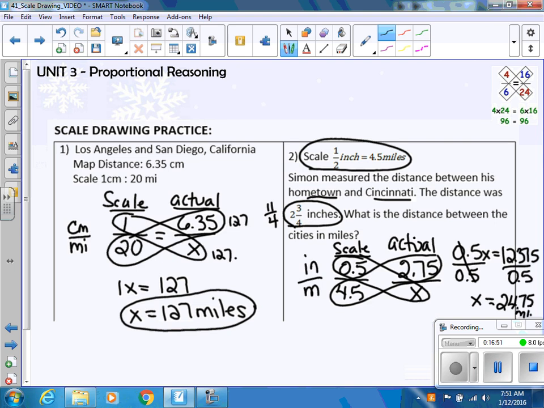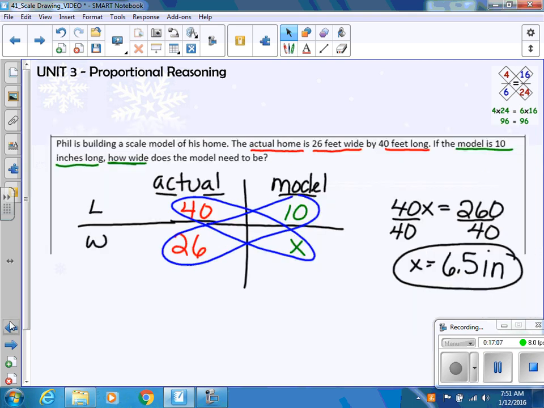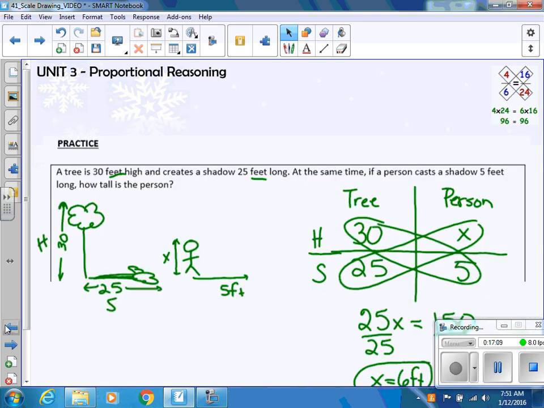Is 24 bigger than 2? Yes, so it makes sense. So that's all you're doing, simply just proportions. And with scale drawings, I like them because the scale is usually presented right there, nice and easy. The only one that can trick you up is the trees and the shadows. But if you draw pictures, it's kind of already there. You look, I have 30 over 25, which is my first ratio, x over 5, which is my second ratio. So you draw a picture, it kind of already sets up your proportions for you.